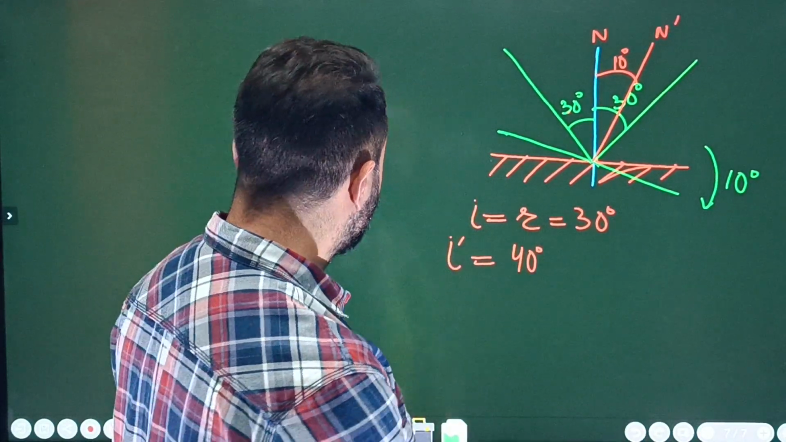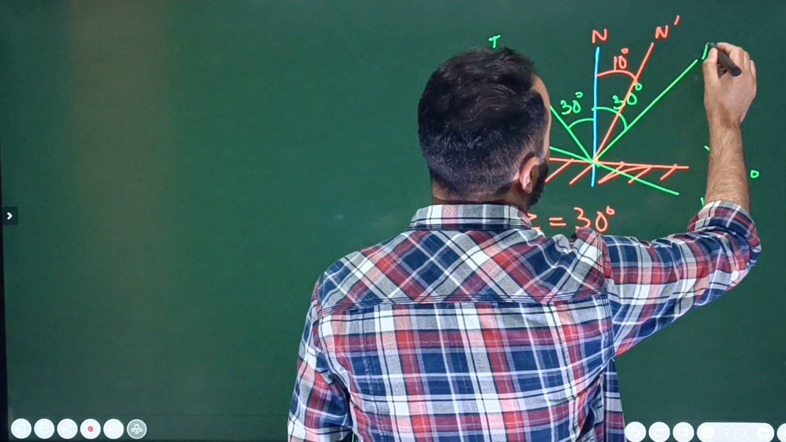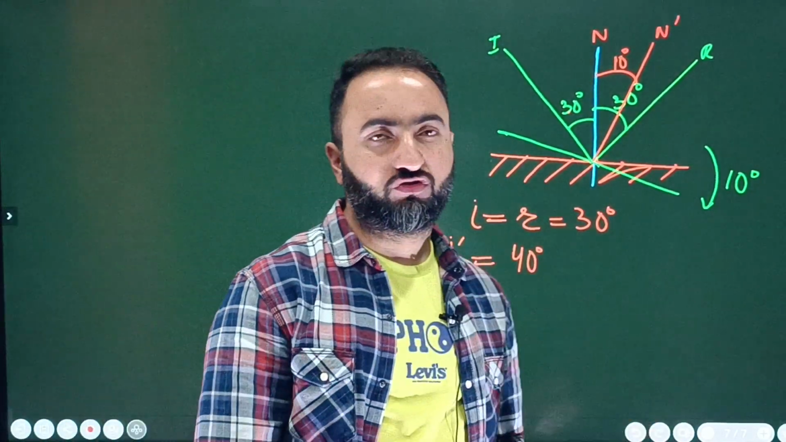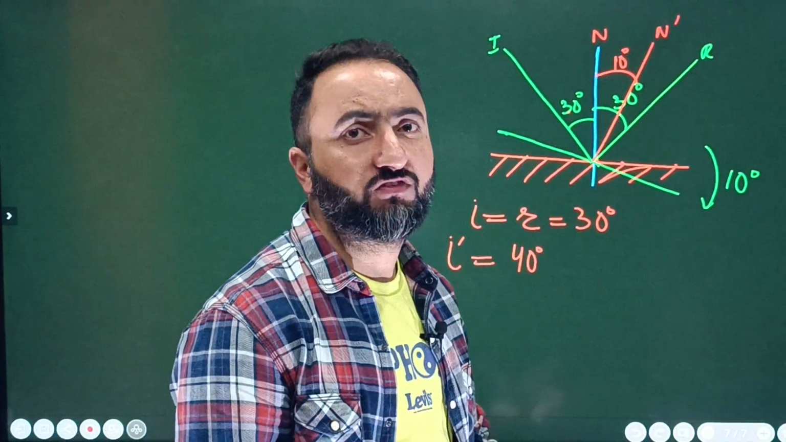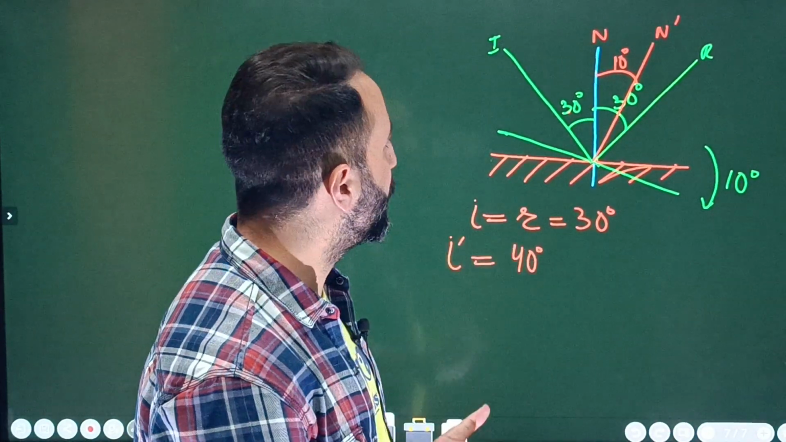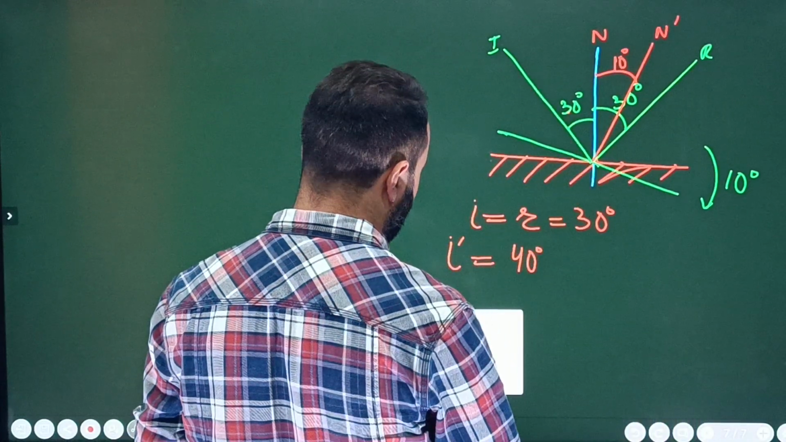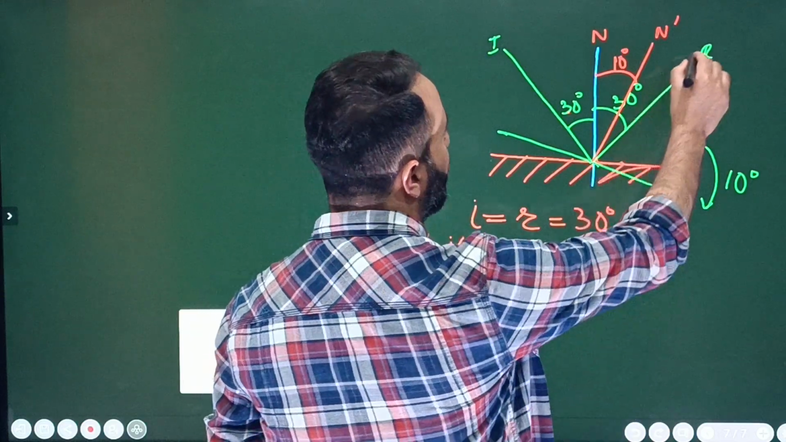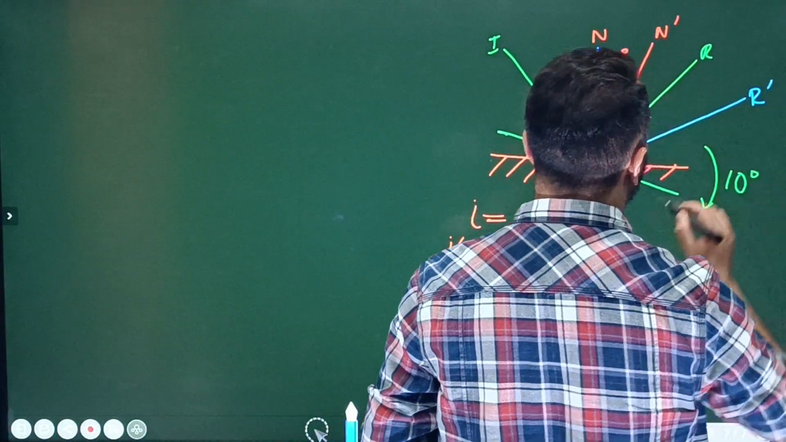Great, perfect. This here is the reflected ray. You know that this is the incident ray and this is the reflected ray, isn't it? Okay. Now when the angle of incidence changes from 30 degree to 40 degree, what about the angle of reflection? It will also change from 30 degree to 40 degree. So that means the new reflected ray will be like this. This here R dash will be the new reflected ray.